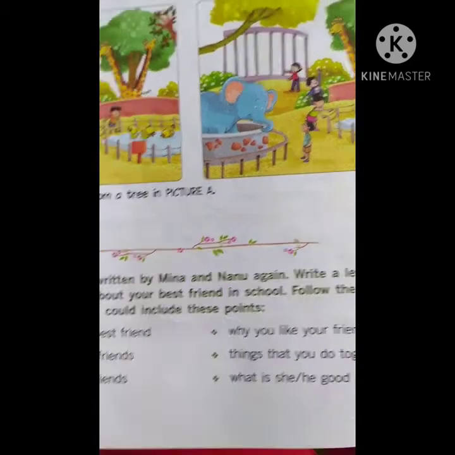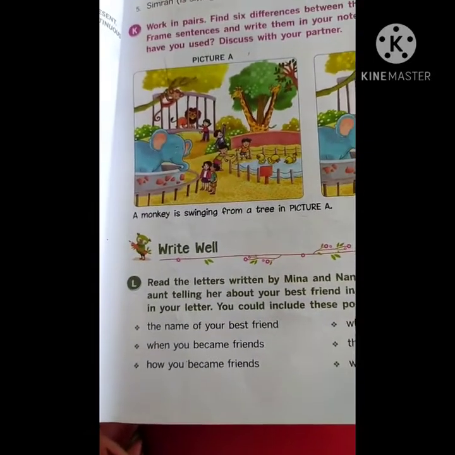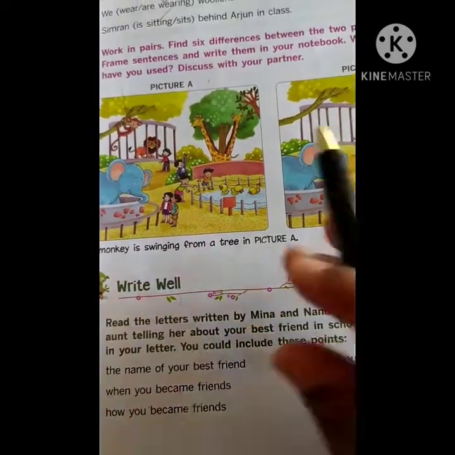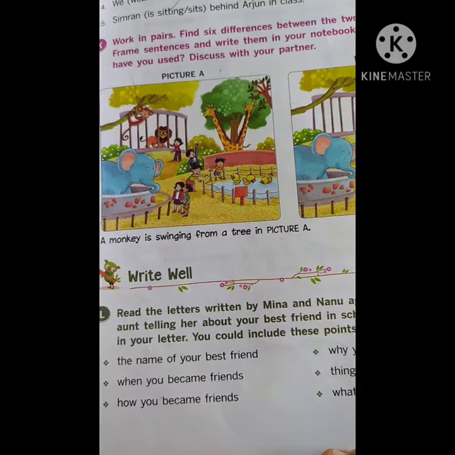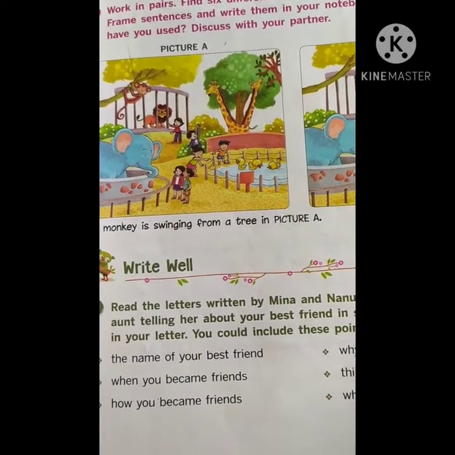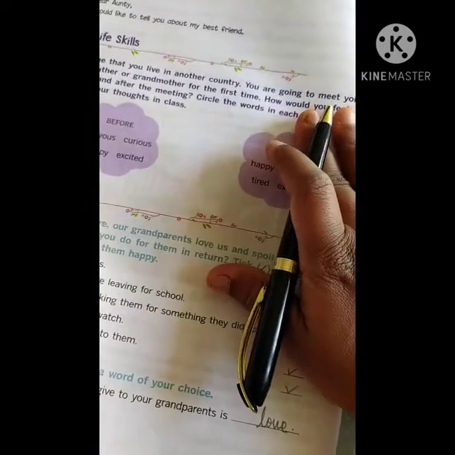So these are the things you have to write, children. Please write this and this. I want you to write this one better, the differences. You will feel good after writing about this. And for writing the letter, you just go through the lesson and then you can write. Okay children, in any of the books you can write. Okay children, please turn the page.